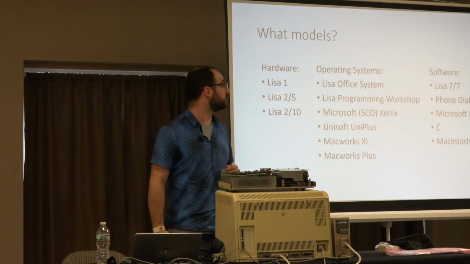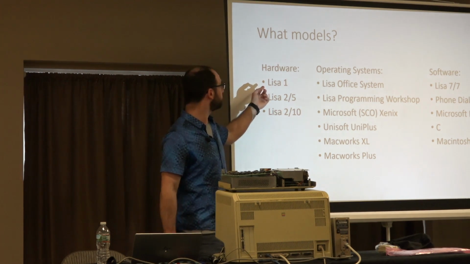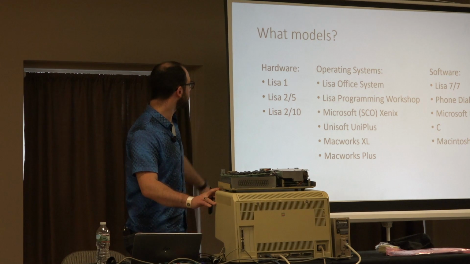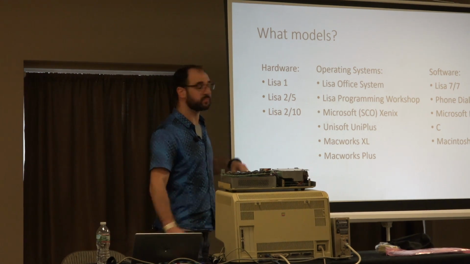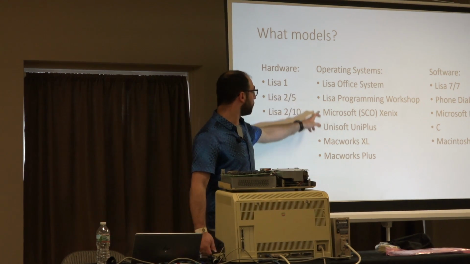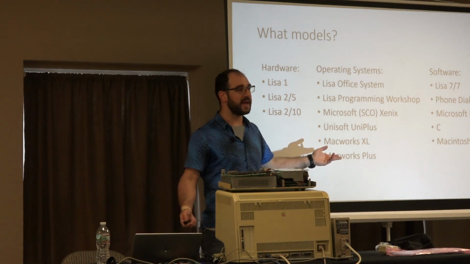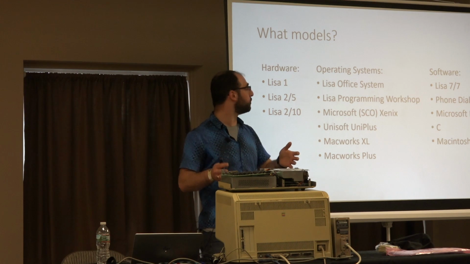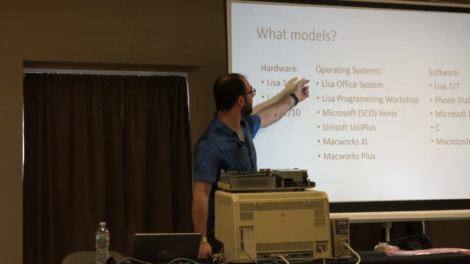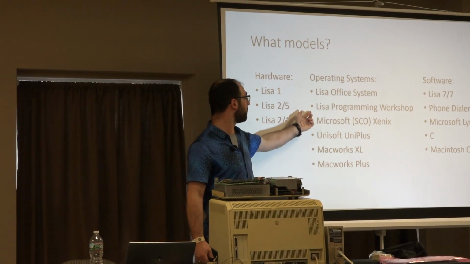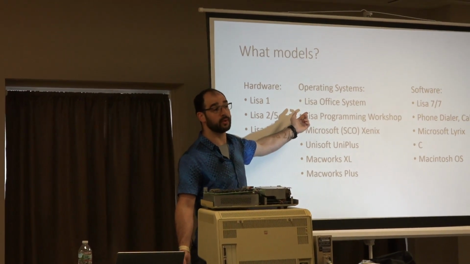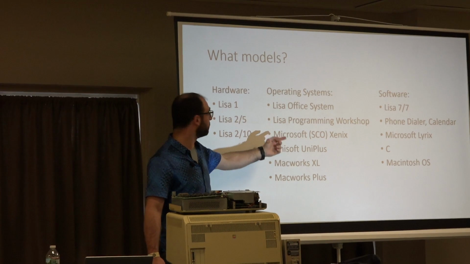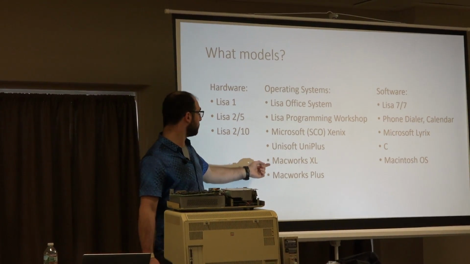There are 3 models of Lisas. The original model, the Lisa 1. There's the 2.5, which is what this system is, and the 2.10. There were a variety of operating systems. Like the Mac, unlike the Mac, this was not kind of locked into one deal. So you had the Lisa Office system, the Lisa Programming Workshop, which is what the Macintosh was programmed in. You had Microsoft Unix. There was Unisoft Unix.